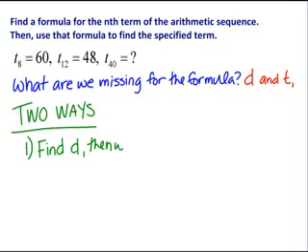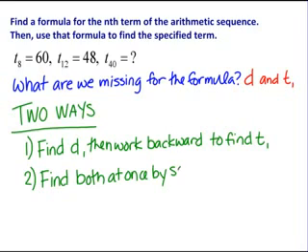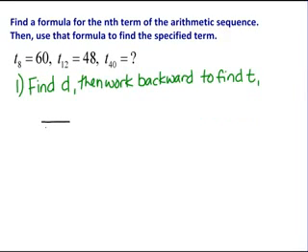So those are the things we're missing, and there are two ways to find those. The first is to start by finding the common difference using the two terms that they gave us, and then we can work backward if we know the common difference to get back to the first term. It involves a few more steps, but it's a little more intuitive. The second way is to find both the common difference and the first term at the same time by writing a system of equations. Fewer steps, but maybe not as natural to you. We'll start with the first method.